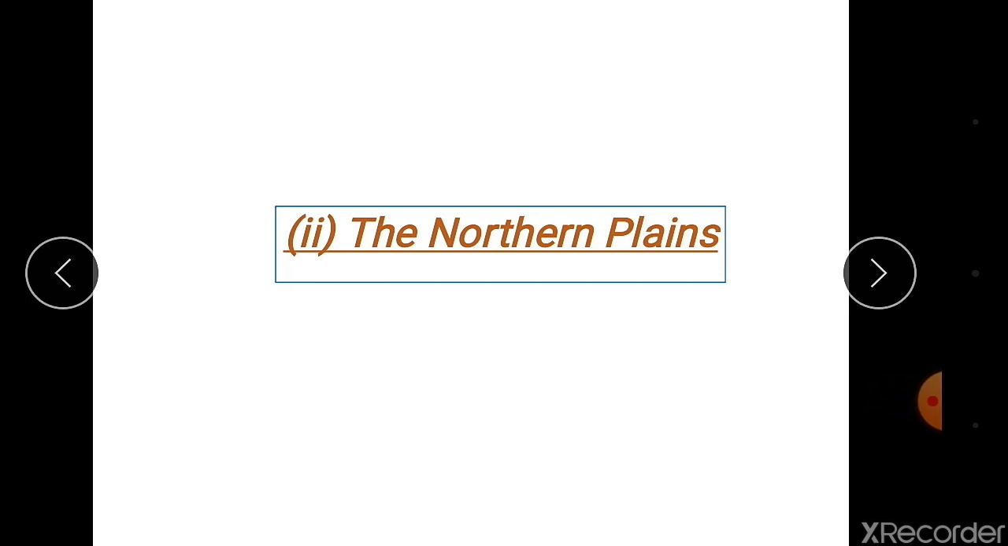Northern plain has been formed by the interplay of the three major river systems, namely the Indus, the Ganga, and the Brahmaputra, along with their tributaries. These three rivers contributed to form these northern plains along with their tributaries. Tributaries means joining streams. This plain is formed of alluvial soil, alluvial silt, which is brought by the rivers.